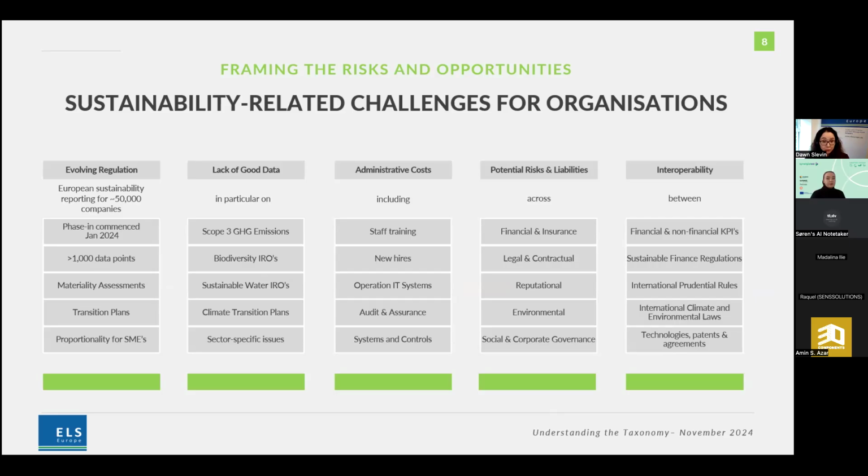A lot of it is around disclosures. So they're not being compelled necessarily, depending on what sector they're in, to take measures, but they are being compelled to report on it. And so the European Sustainability Reporting Standards will ultimately apply to approximately 50,000 companies. There's over 1,000 data points, and companies have to undertake materiality assessments, consider their transition planning, carry out impact risks and opportunities evaluations across their GHG emissions, their impact on biodiversity, on sustainable water resource use, etc.